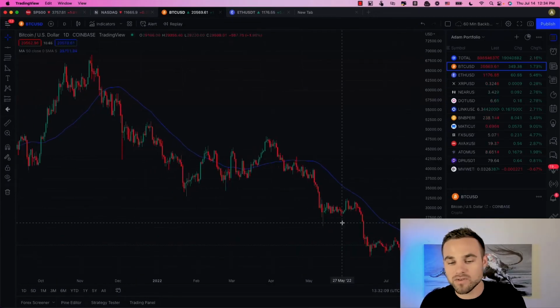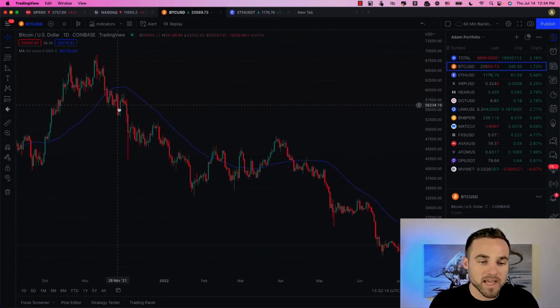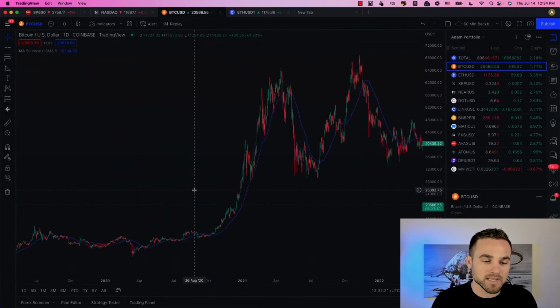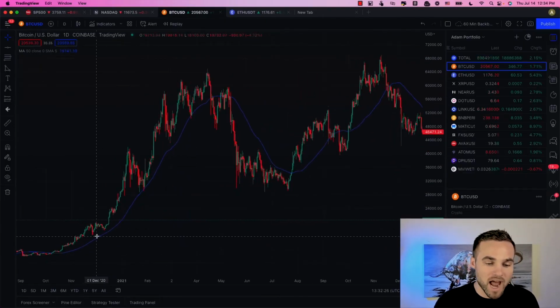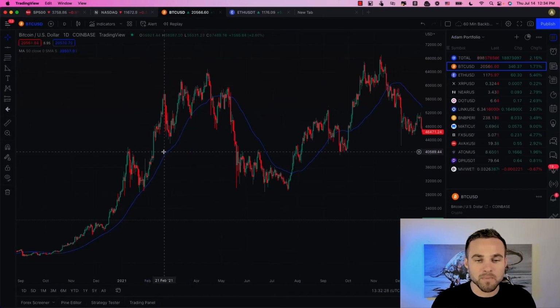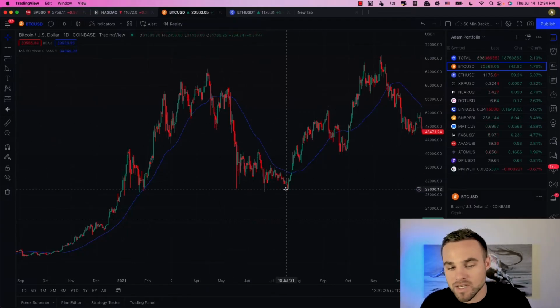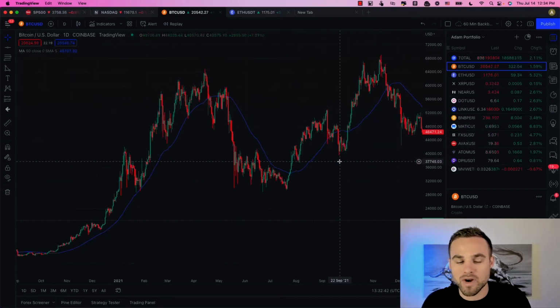The way you can use this is to help identify trends. Generally, when the candles are below this moving average, we're in a downtrend. On the opposite side, if the candlesticks are above the moving average, then we're in an uptrend. A lot of people will trade this simply: once the candlesticks cross under the moving average, they'll take a sell position, and once it crosses above again, they'll take a buy position, because this is usually an indication that we're in an upward trend.